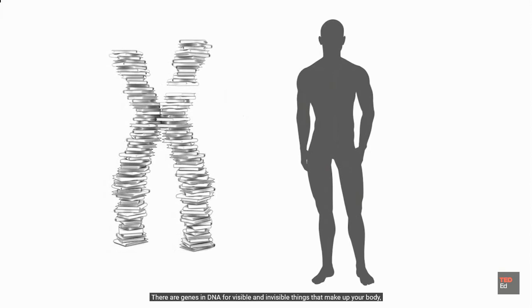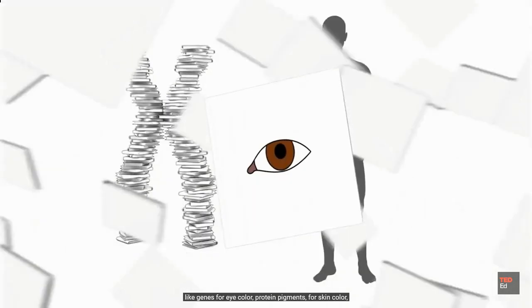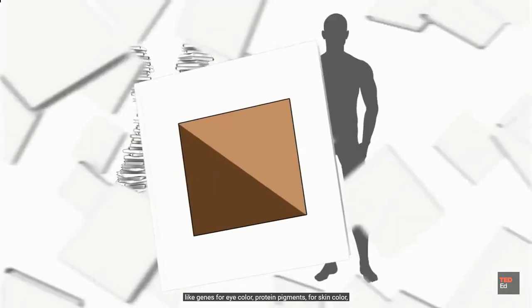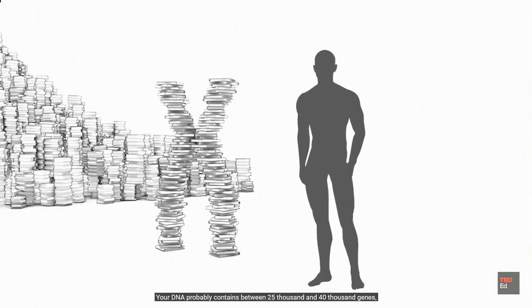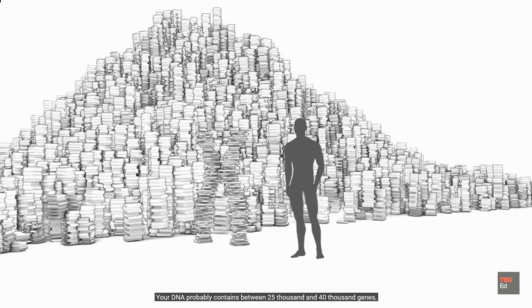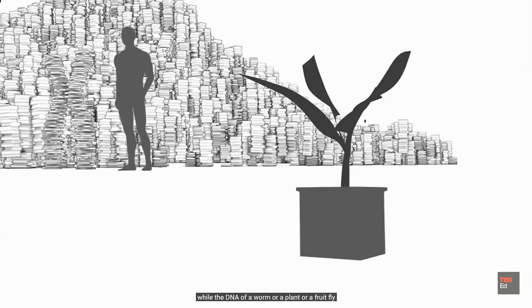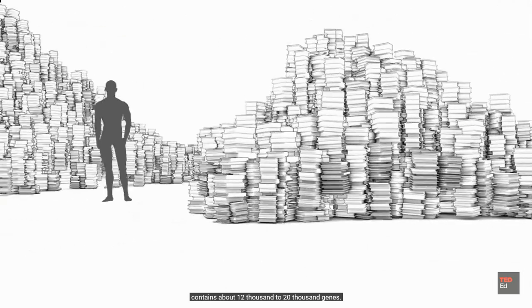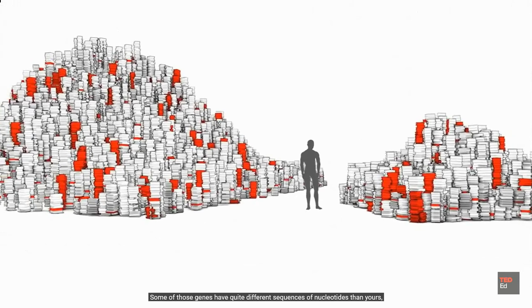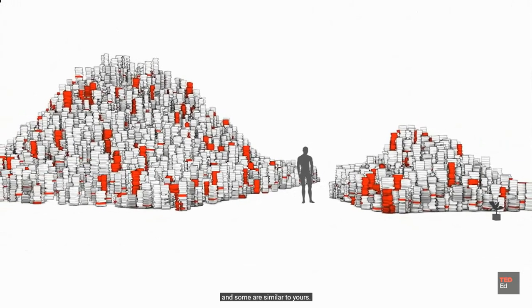There are genes in DNA for visible and invisible things that make up your body, like genes for eye color protein pigments, for skin color, for hair color, for stopping and starting bone growth, for your blood type, for how many fingers or arms and legs you have, for proteins that influence how long you live. Your DNA probably contains between 25,000 and 40,000 genes, while the DNA of a worm or a plant or a fruit fly contains about 12,000 to 20,000 genes. Some of those genes have quite different sequences of nucleotides than yours, and some are similar to yours.